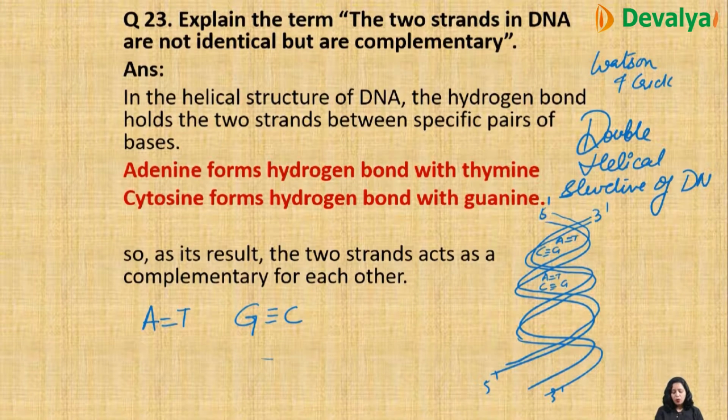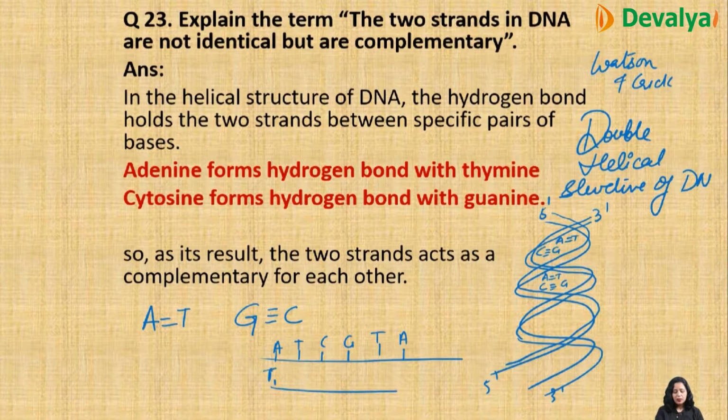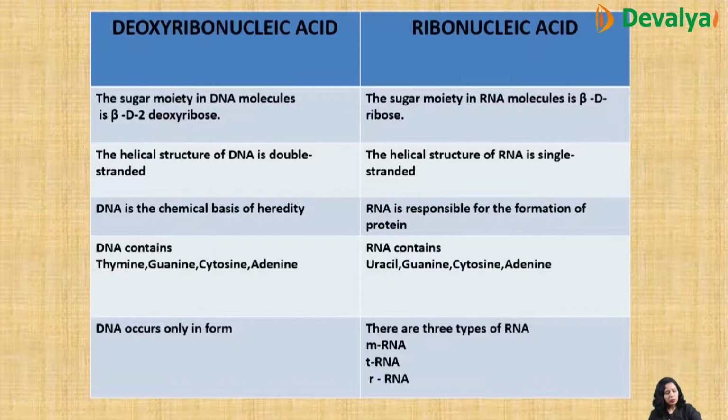So if you know the base strand of one DNA, that is adenine, thymine, and so on, cytosine, guanine, then T, then A, and they are asking about the other strand, then you can easily tell: this is A, then this is T, this is T, this is A, G, C, A and T. So if you know one strand, you can easily tell the other strand. So they are complementary to each other.